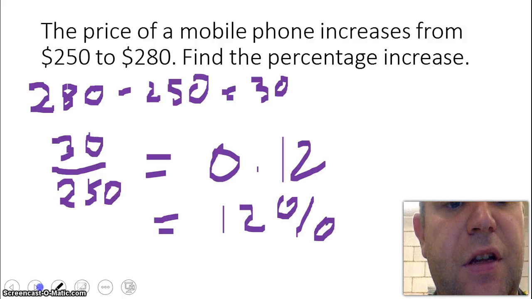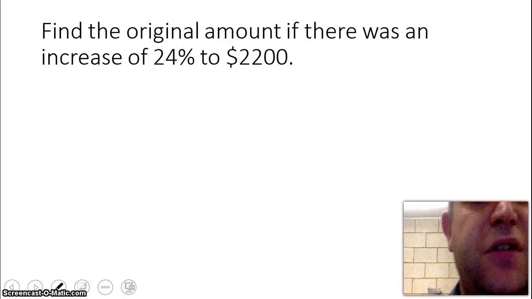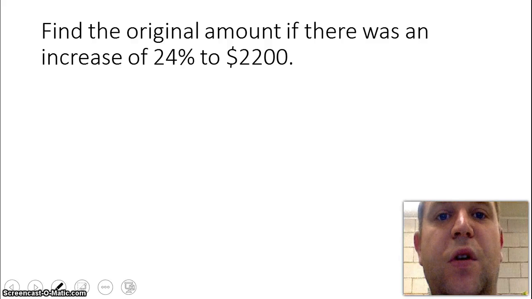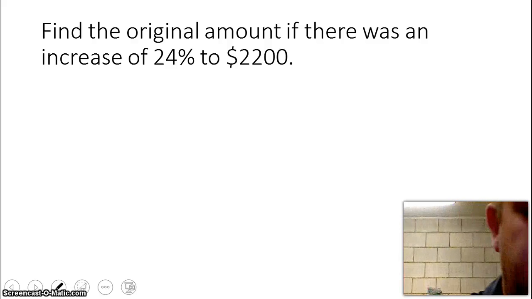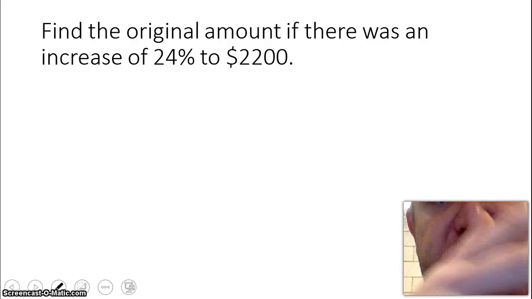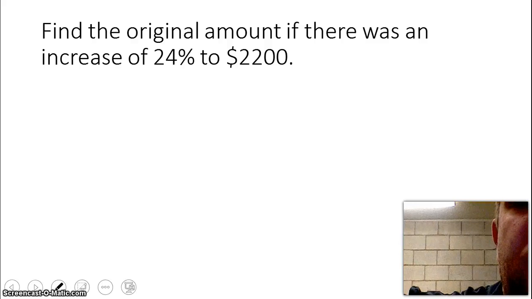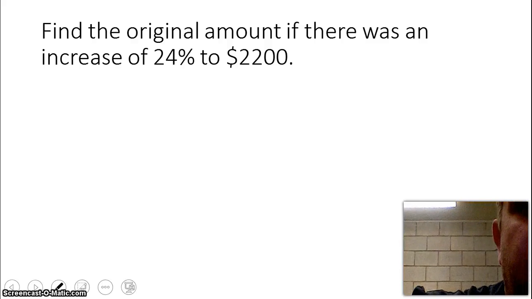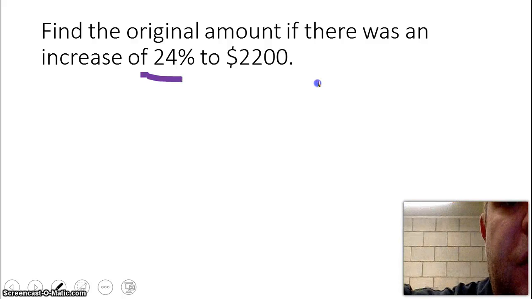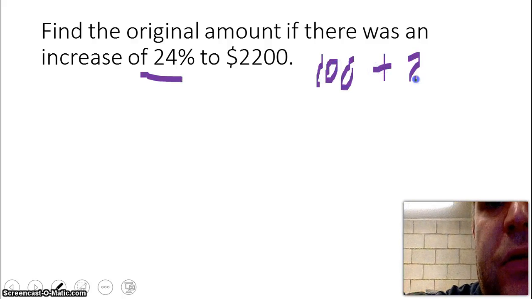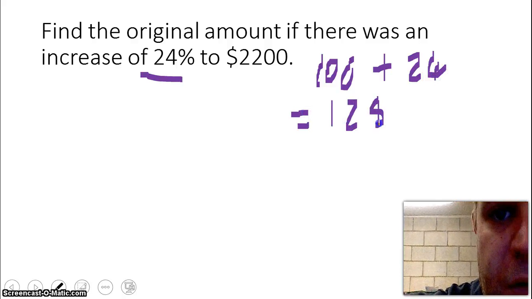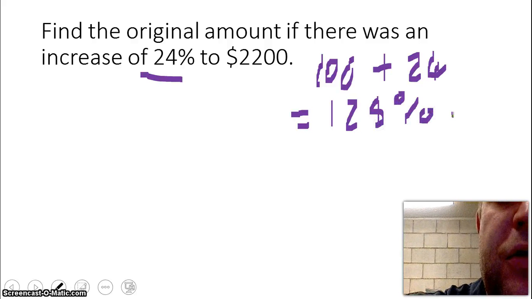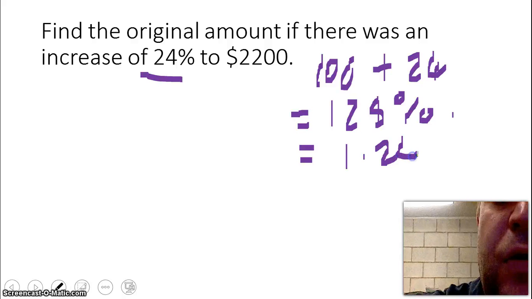Find the original amount if there was an increase of 24% to $2,200. These are interesting ones. I could solve this using algebra, but once again, I'm just going to show you the percentage tricks. So the percentage trick is we've had an increase of 24%, so that means 100% plus 24% gives you 124%, which is the same as 1.24.